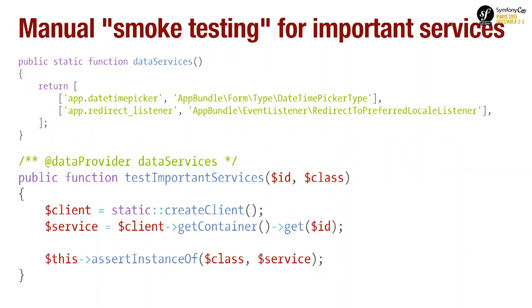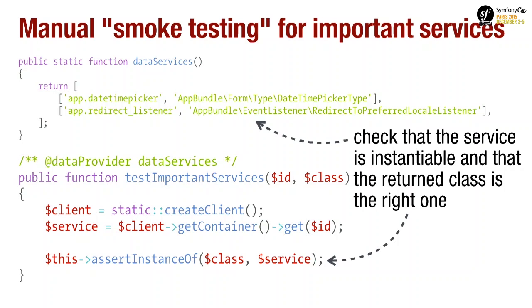And in case you have very important services, you can improve it like this. Not only if they instantiate, but if they instantiate correctly. Meaning that the object that you get from the service is an instance of the class that you expect. So for very important services, maybe you can improve this smoke test like that.